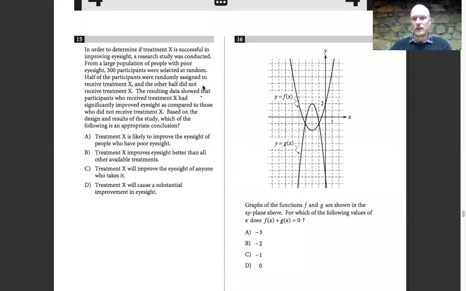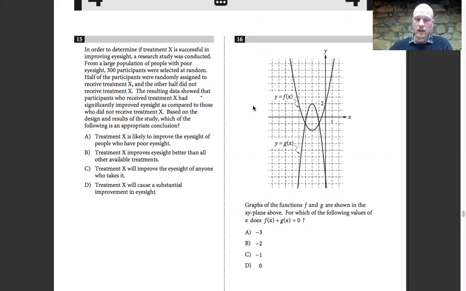This is a functions question. This is SAT test number 3, section 4, the calculator section, and question 16. So question 16 gives us this nice picture of f of x and g of x, and it just tells us that they're shown above, and then it wants the value for x that will make f of x plus g of x equal to 0.